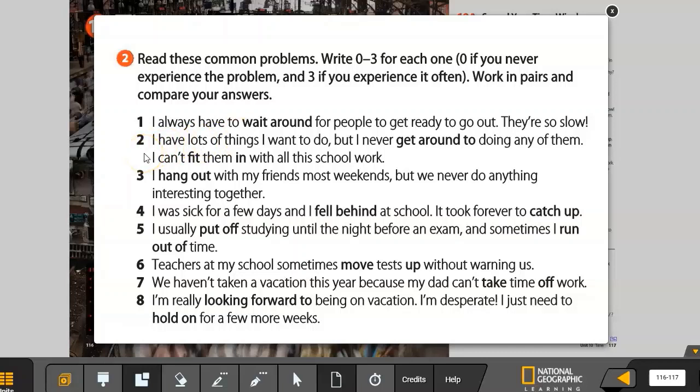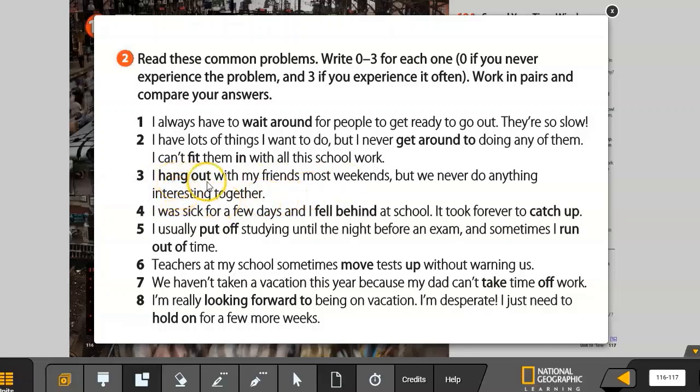Number 2, I have lots of things I want to do, but I never get around to doing any of them. I can't fit them in with all this schoolwork. Okay, so that's it. We have fit in, we have get around to. Okay, so I think it's easy to understand as well. Okay, number 3, I hang out with my friends most weekends, but we never do anything interesting together.